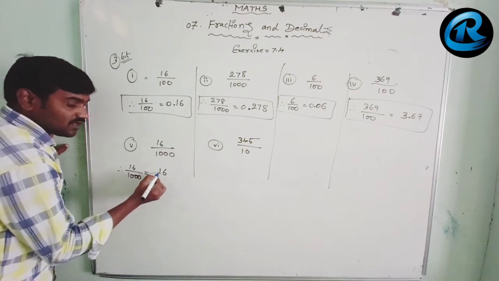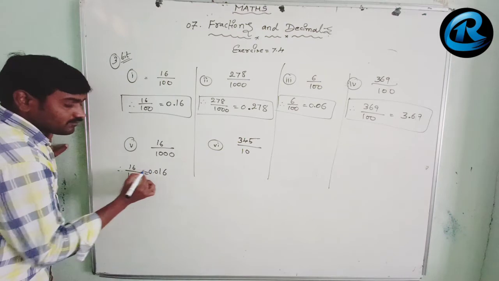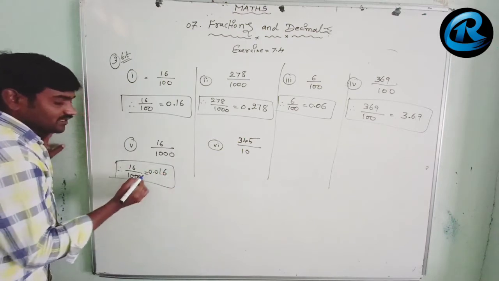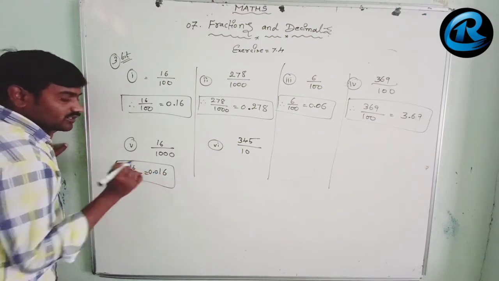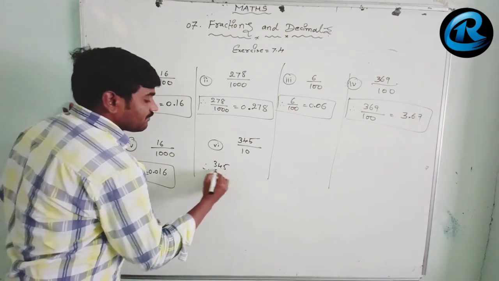We will count the 3 digits, 1, 2. The third digit becomes 0 and 0.0. So after the 3 digits we have to keep a 0. Finished. And here let us write 345 by 10.